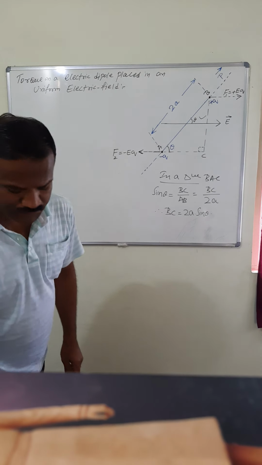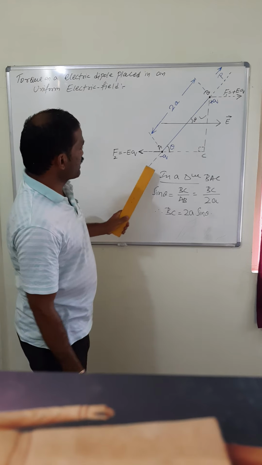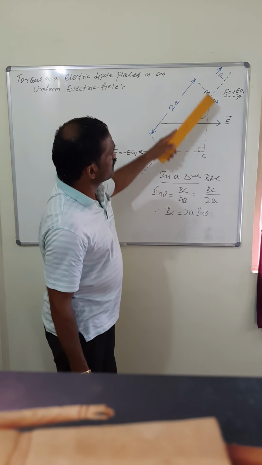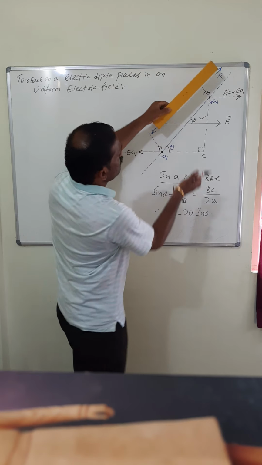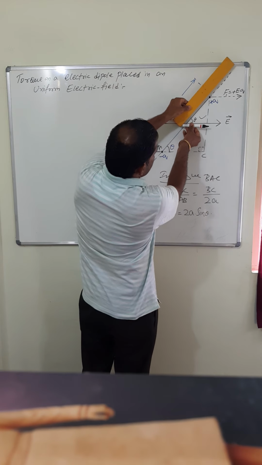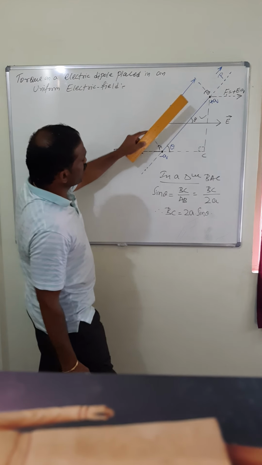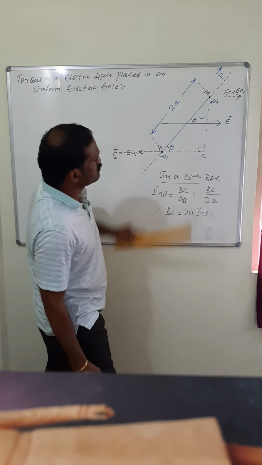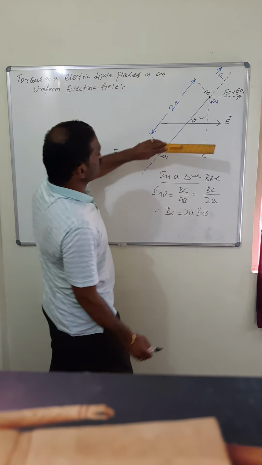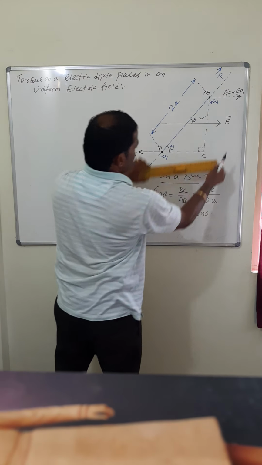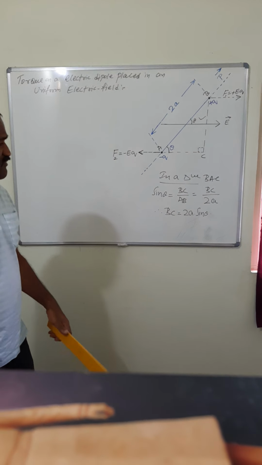Now observe carefully. This is the direction of the electric field, and this is the direction of the dipole moment. The dipole moment and electric field act at an angle of theta. The dipole moment is pointing from negative charge to positive charge. These are all the electric field lines; so many electric field lines are there, and I have represented only one.